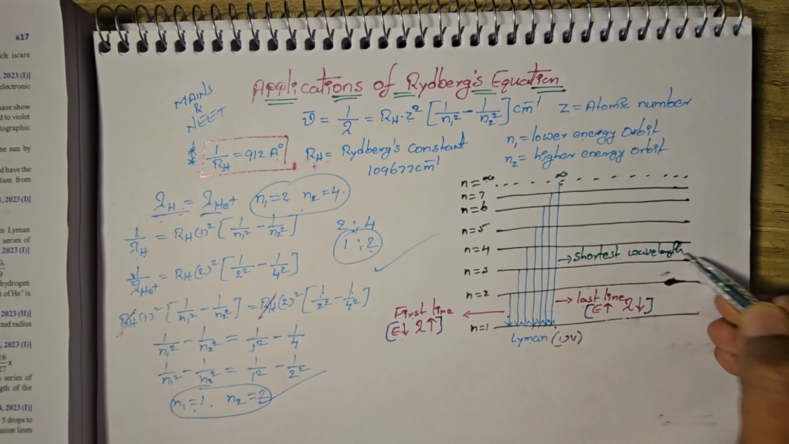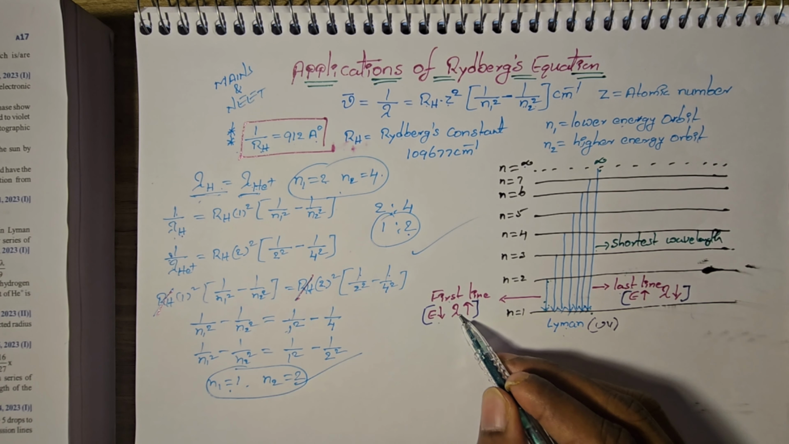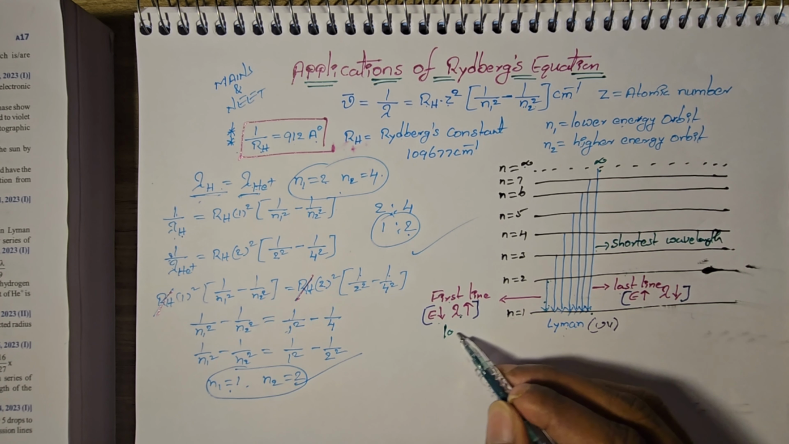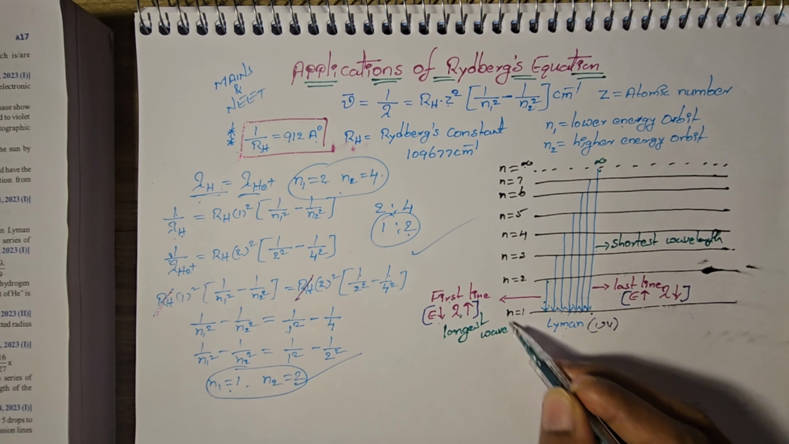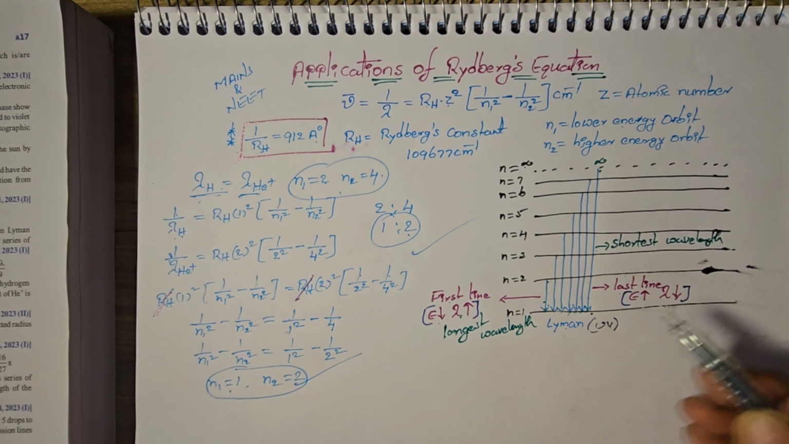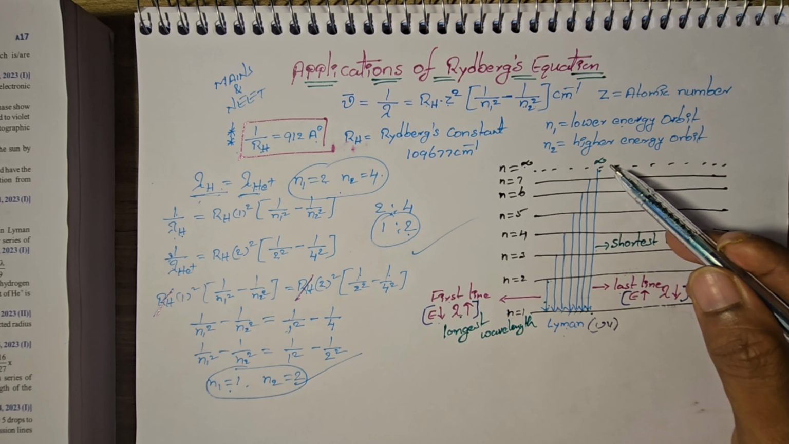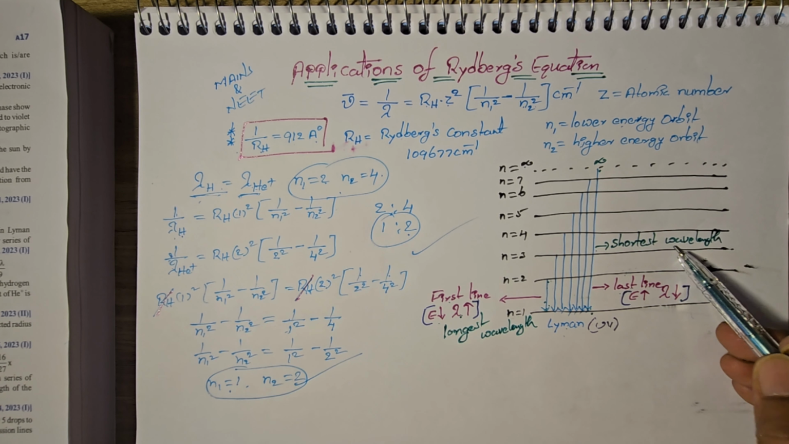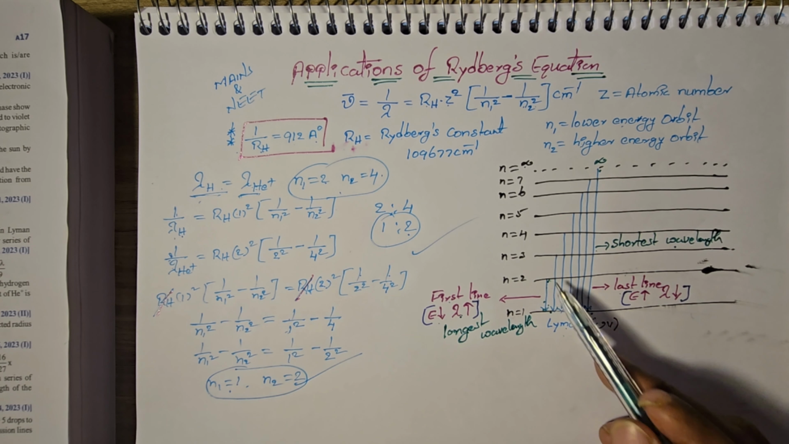The electron coming from here to here has more wavelength. That is the longest wavelength. So in every series, when the electron comes from the infinite orbit, it is the shortest wavelength. In every series, when the electron comes from the next higher orbit, it is the longest wavelength.